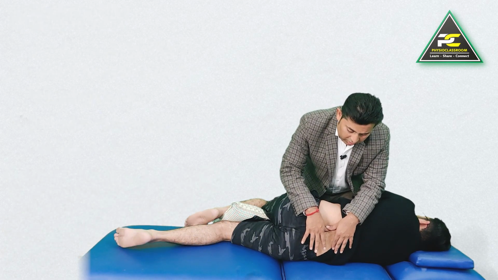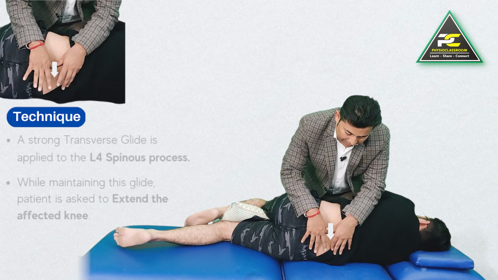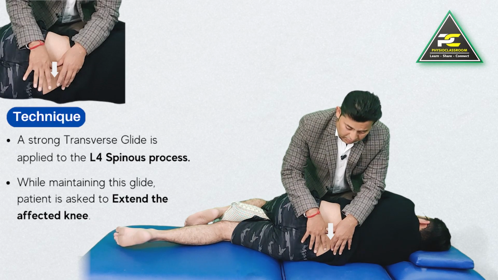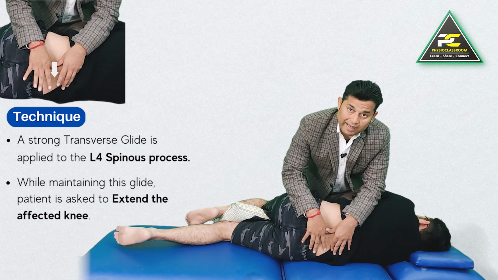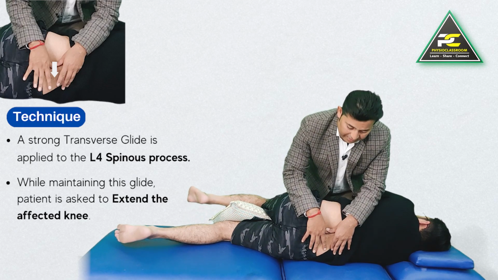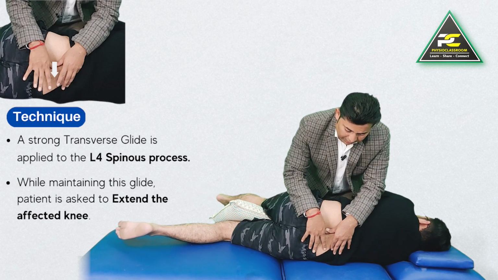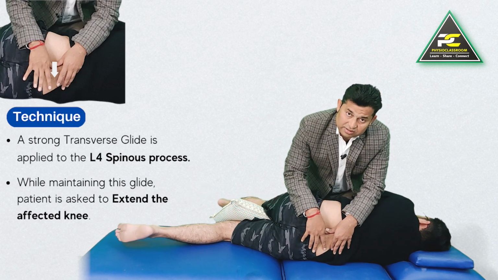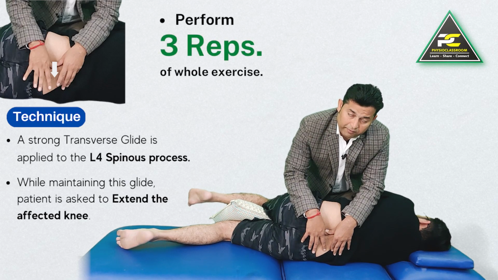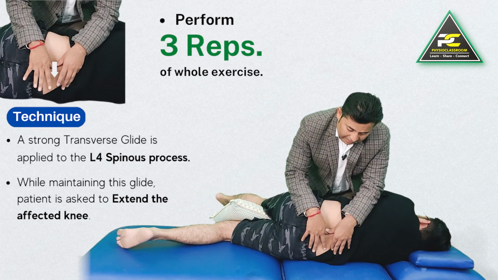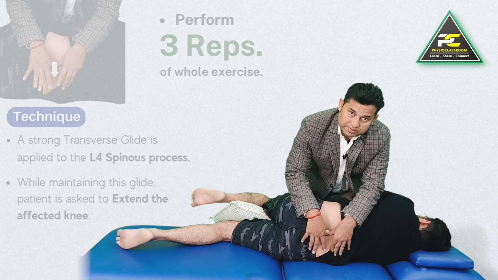And now a strong transverse glide is going to be applied to the L4 spinous process, and while maintaining this glide, we are going to ask the patient to extend the affected side knee joint, and this is going to release the tension in the sciatic nerve. And come back. Three such repetitions can be performed in a single sitting, and then we can again go back and check the SLR symptoms.